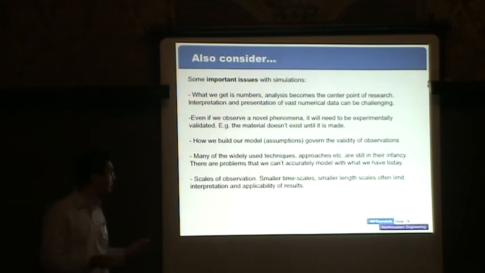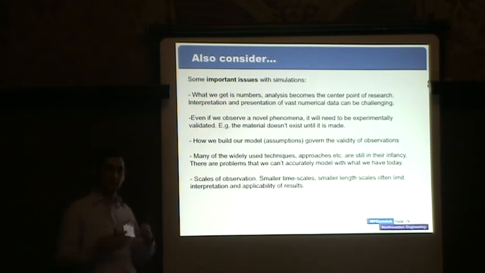And then there are also different scales of observation when you do molecular dynamics versus experiments. So smaller time scales and smaller length scales often limit the applicability of the results. And we're going to talk about what kind of methods there are to get around these problems and make predictions that are more reliable than just one observation.